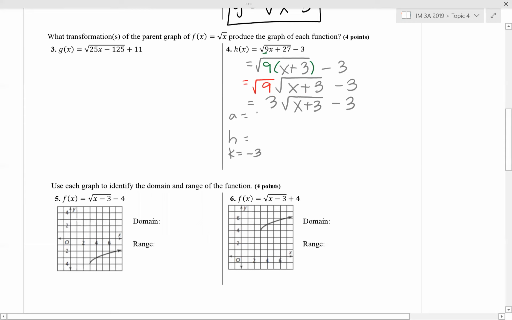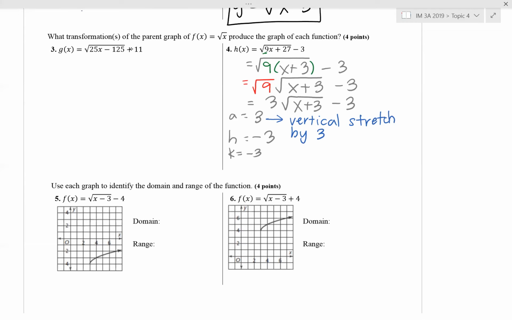So a is 3 now based on this. H is the opposite of what's being added to x. So it's x plus 3, so that means h is -3. So remember that each of these tell us something different. So a tells us that this is a vertical stretch because it's a whole number. If that was like 1/3, it would be a compression. So it's a vertical stretch by 3.